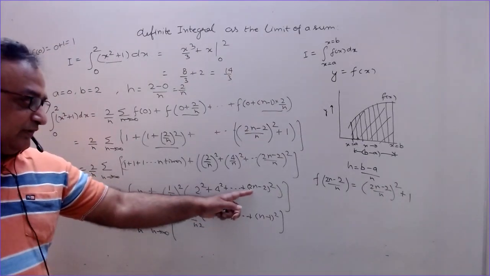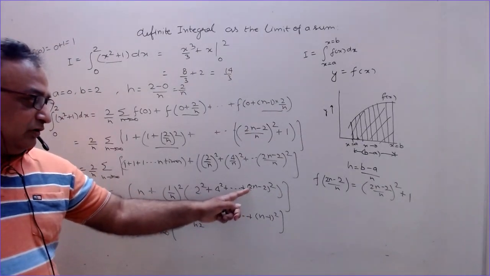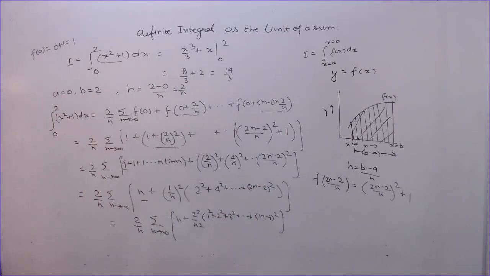Taking 2 out of this, this is n minus 1. So 2 square is common. So we have to write the value of the sum of the series, which is nothing but the sum of squares of the first n minus 1 natural numbers. So let me write this.